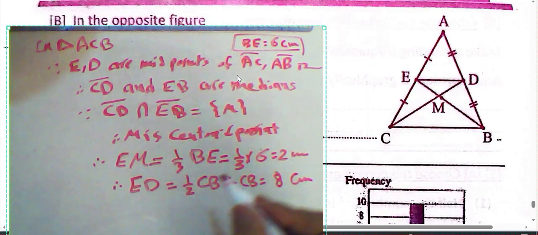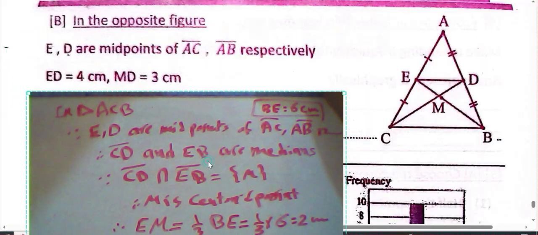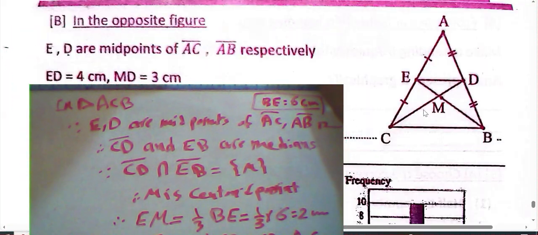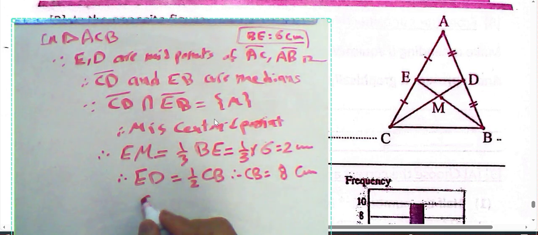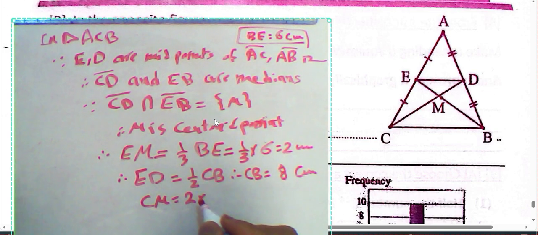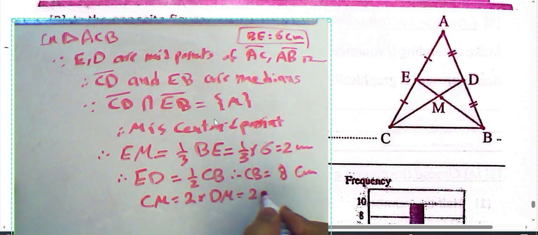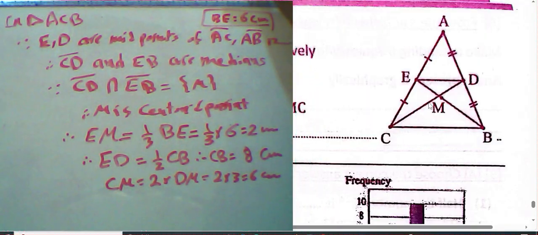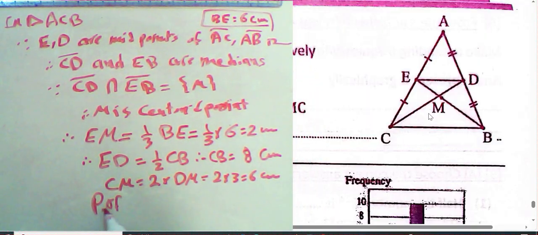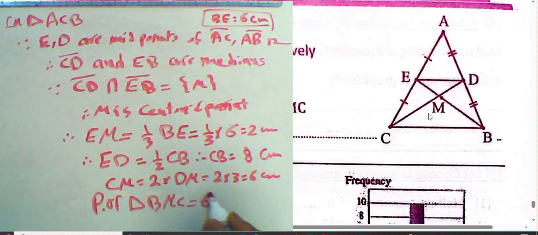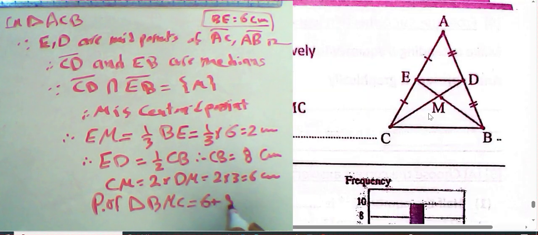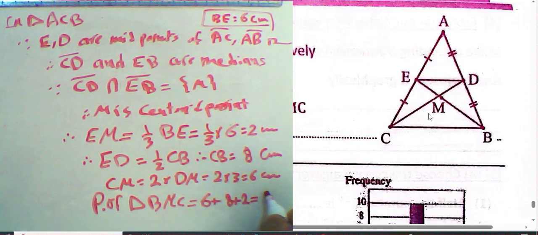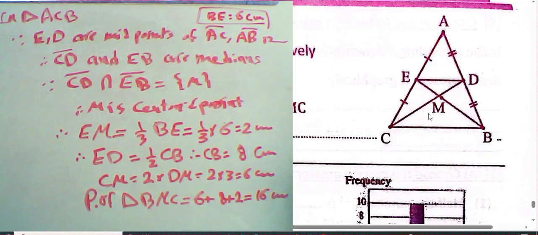And then we can find the length of MD. He gives me MD as 3 centimeter. Then we can find CM. CM is twice DM. DM was 3, 2 times 3 equals 6 centimeter. He wants to find the perimeter of triangle BMC, right? 6 plus 8 plus 2, it will be 16 centimeters, the perimeter.